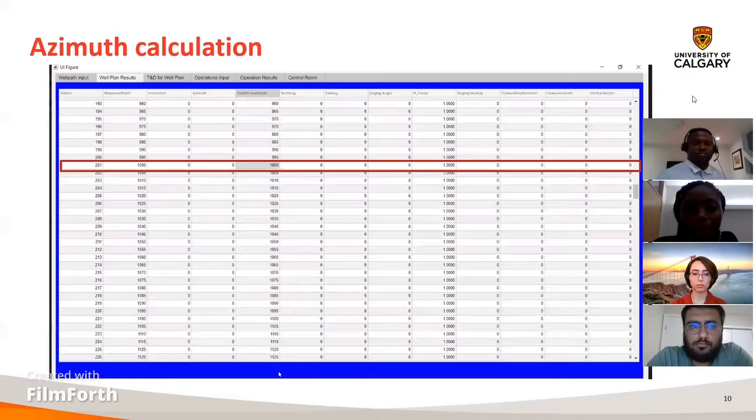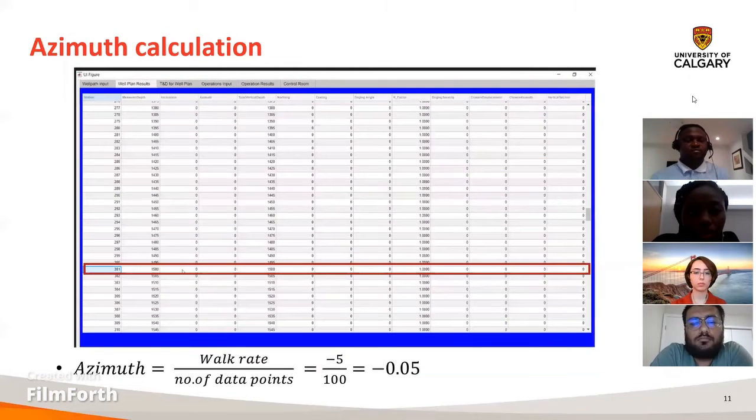So this is from our app, and it shows the different parameters based on the different TVD. So for example, at a TVD of 1,000, we have it at section 201, and at a TVD of 1,500, we have it at section 301. So that means the number of data points between both TVDs is 100. So in order to calculate, we use this equation of the walk rate divided by the number of data points, which is -0.05 for the given region. And this was used for other regions as well to calculate the walk rate, sorry, the azimuth.